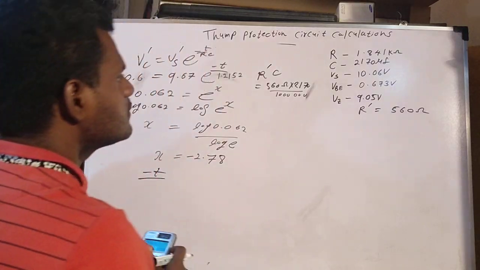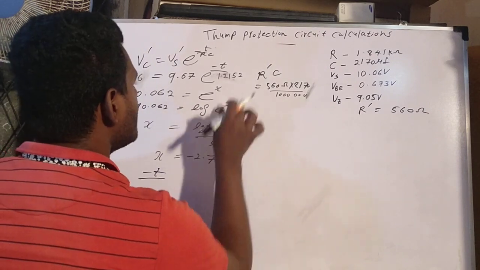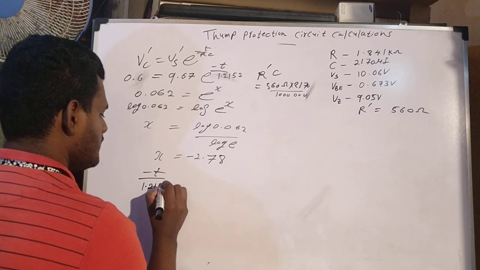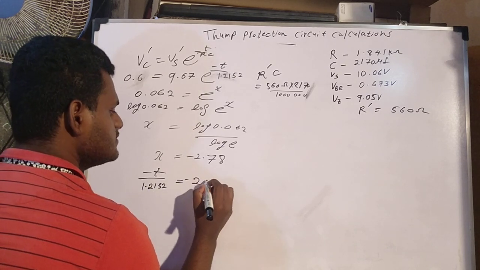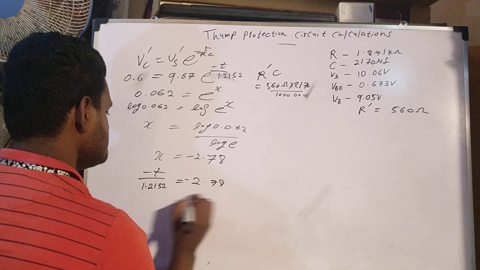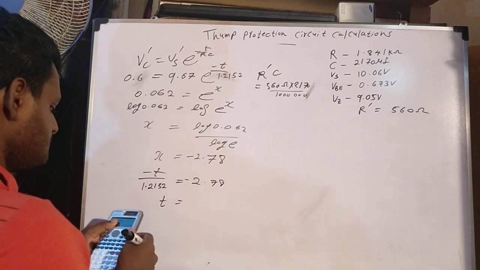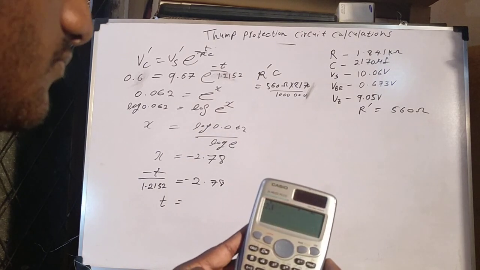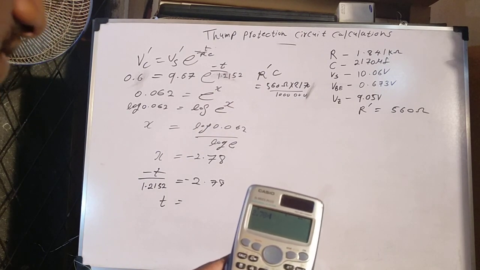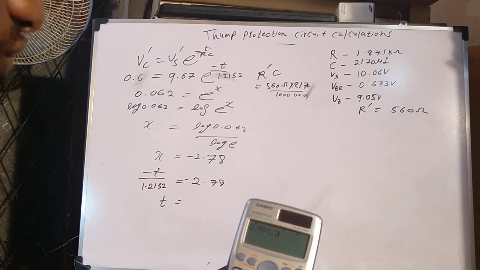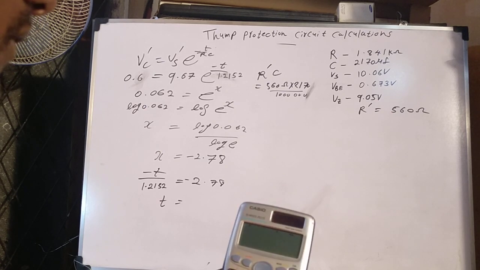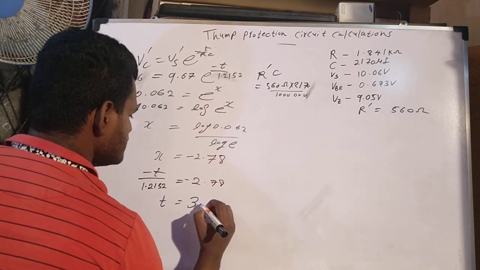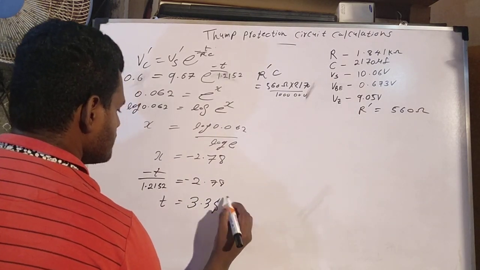At this point, where's that value? Here, 1.2152 equals minus 2.78. Then we can take the t, 2.78 times 1.2152. It's around 3.3 seconds, which is near 3 seconds.